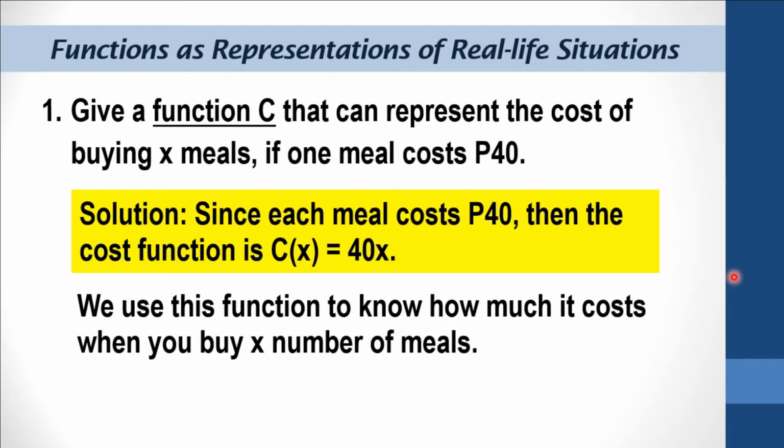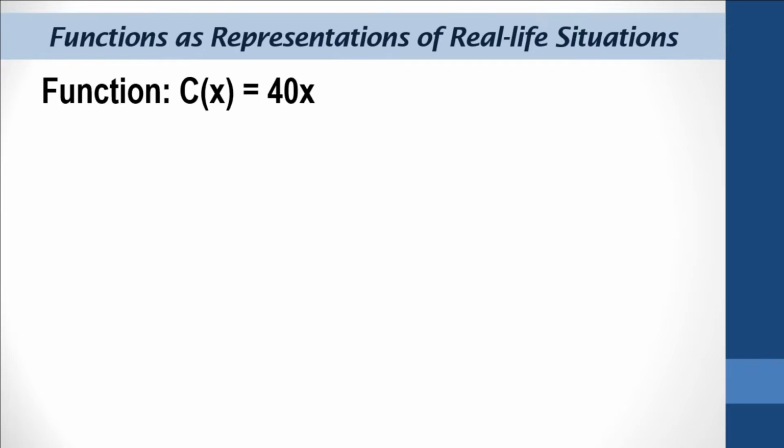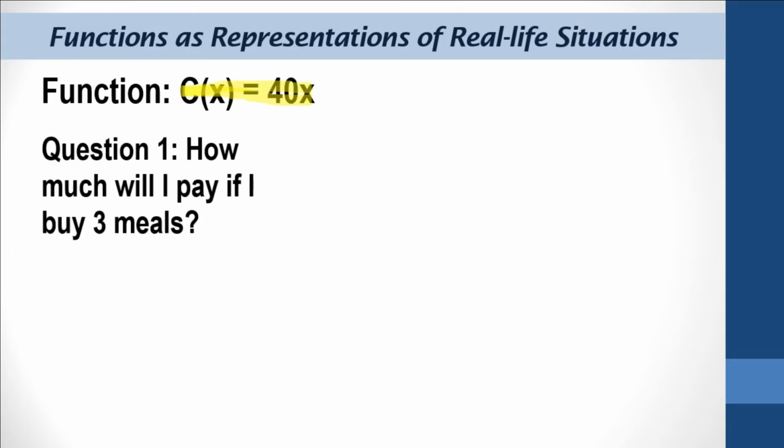So remember ha, this is a function C representing the cost of buying x meals, or x natin kung ilang meals yung bibilhin, if one meal costs 40 pesos. So, let's give it a try. This is our function now. C of x equals 40x. Question, how much will I pay if I buy 3 meals? So, ilan yung babayaran ko kapag bibili ako ng 3 meals?